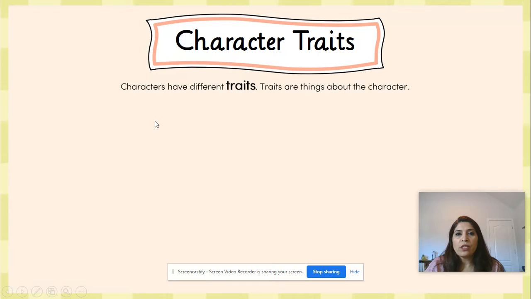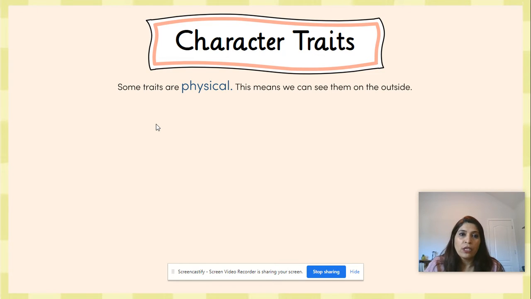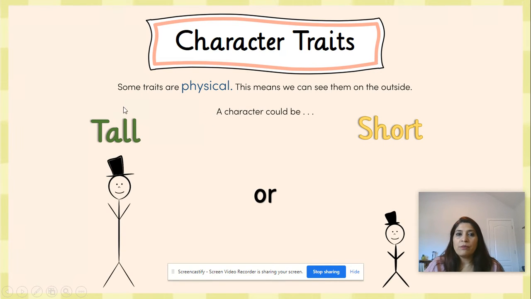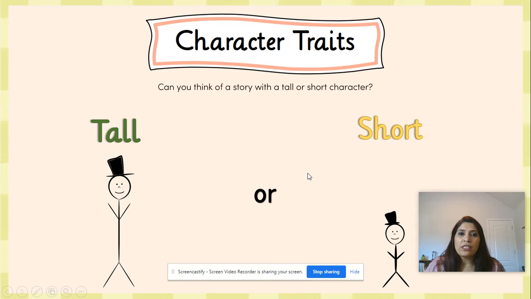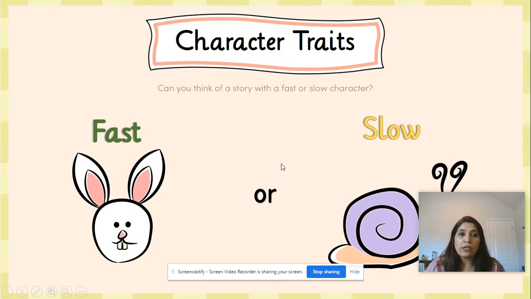Now, the next thing we will be talking about is character traits. Traits are basically how the character looks and how the character feels. You should be able to look at the character and describe the traits about the character. So it can be the physical characteristics: a character can be tall, sometimes short, sometimes fast, or sometimes slow.